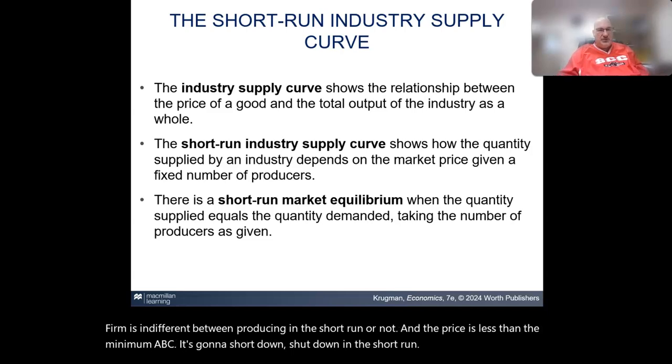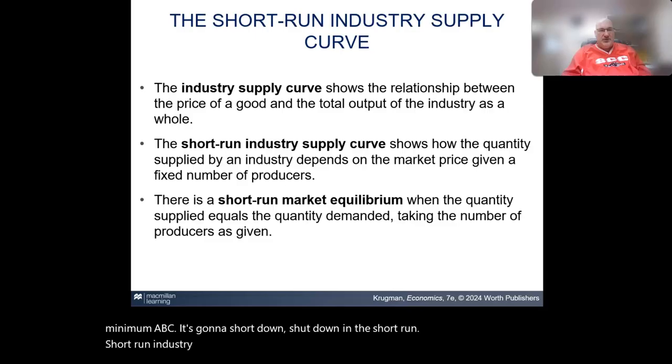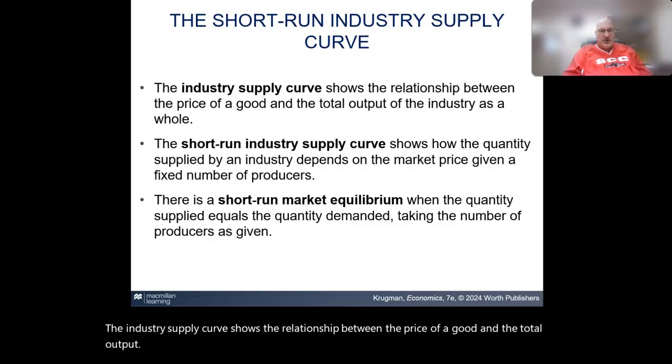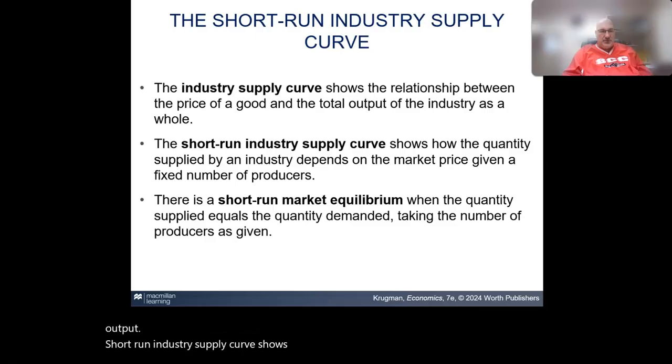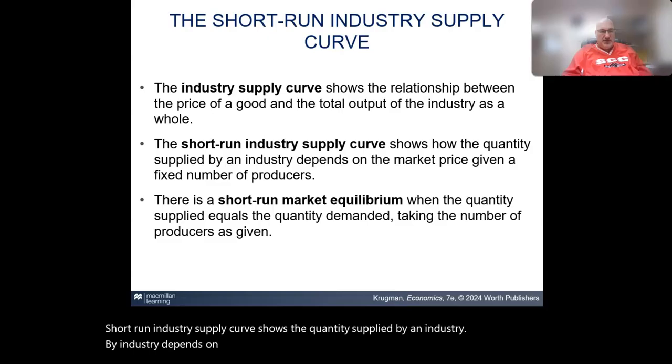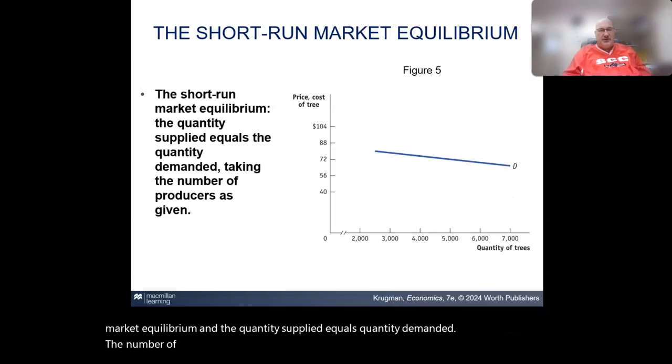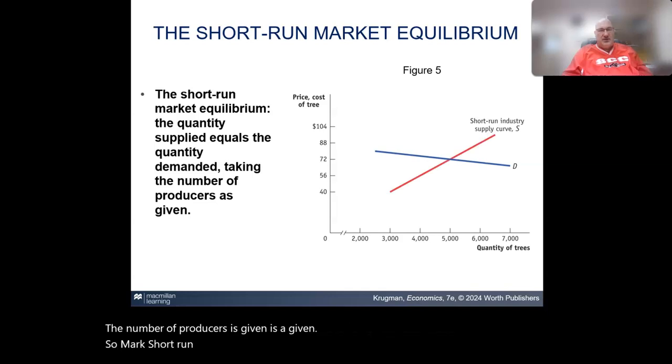Short run industry supply curve. The industry supply curve shows the relationship between the price of a good and the total output. The short run industry supply curve shows the quantity supplied by an industry, which depends on the market price given a fixed number of producers. In the short run market equilibrium, the quantity supplied equals the quantity demanded, and the number of producers is a given.